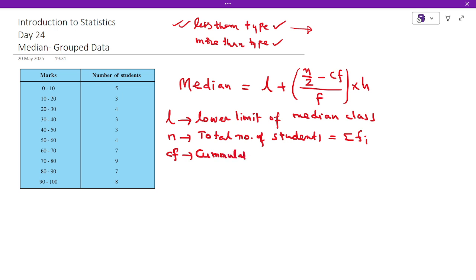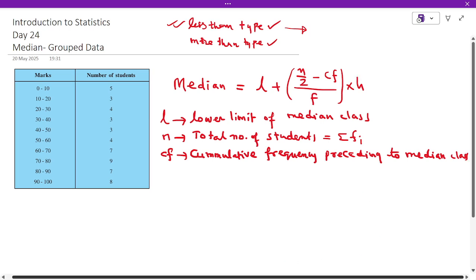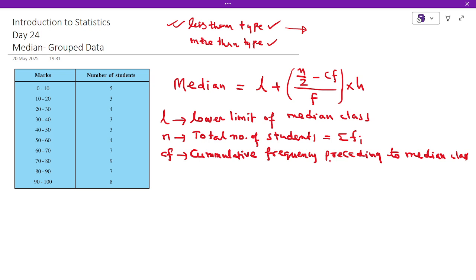Cumulative frequency. Here we are going to have many cumulative frequencies, but which cumulative frequency should we take? We should take the cumulative frequency that is preceding the median class. This is very important: the median class. I'm going to underline this. Preceding the median class.